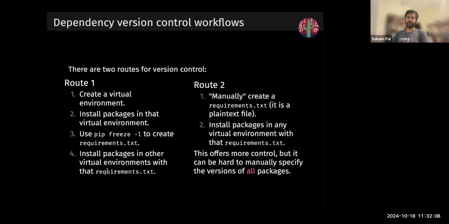So there are two different ways that you can control the versions. So the first is what I just described, that you first make a virtual environment, and then you install packages in that. After that, you do that freeze, and then you can install the packages in other virtual environments from that file, right?